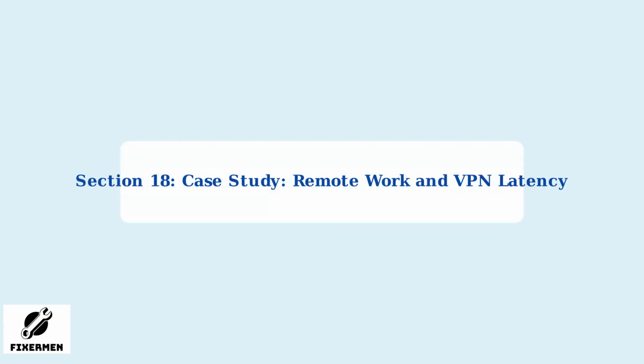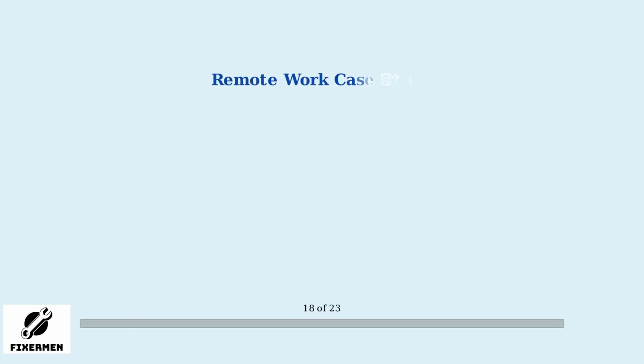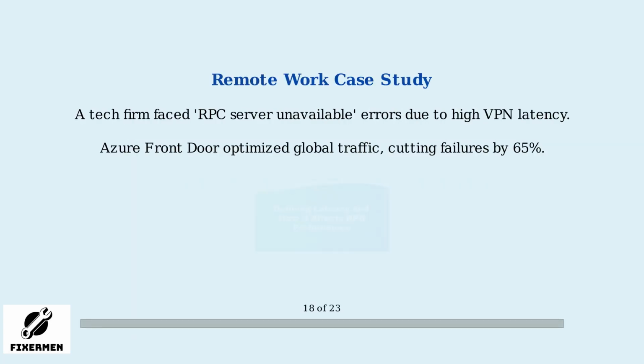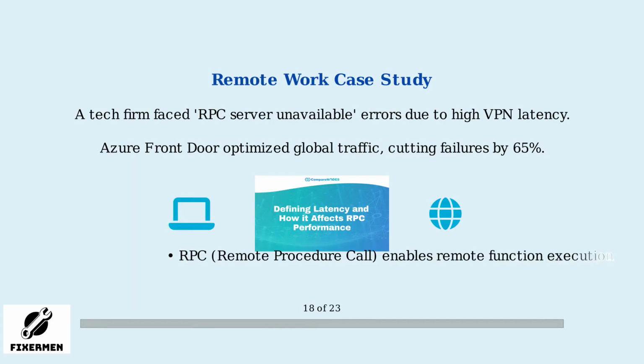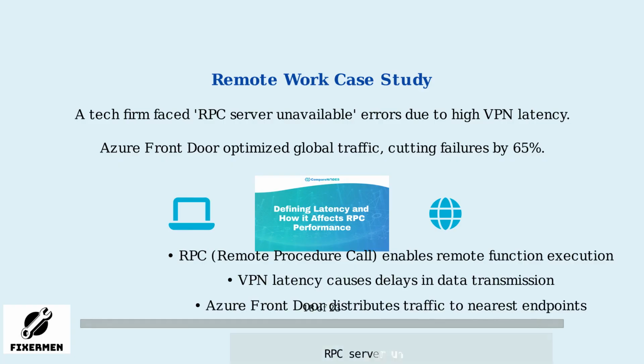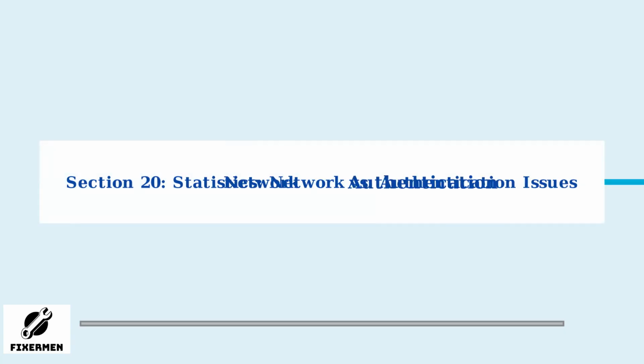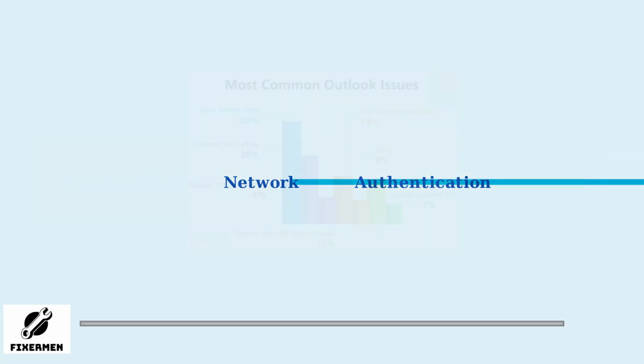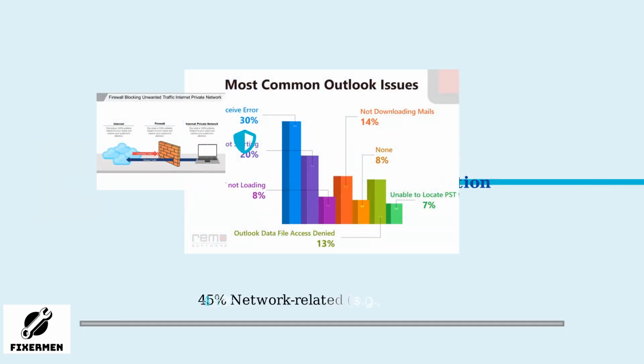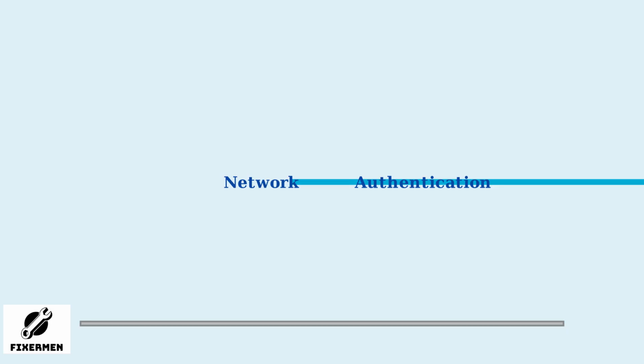In this case study, a tech firm with distributed teams experienced frequent RPC server unavailable errors caused by high VPN latency. Implementing Azure Front Door for global traffic optimization reduced connection failures by 65%. Surveys show that network-related issues, such as firewalls, account for 45% of reported Outlook problems. This is followed by authentication-based errors at 30% and server-side issues at 25%.